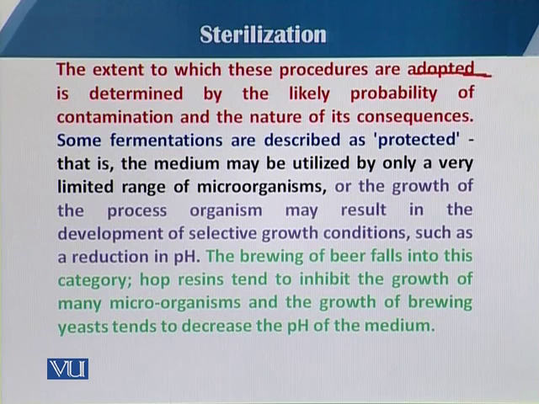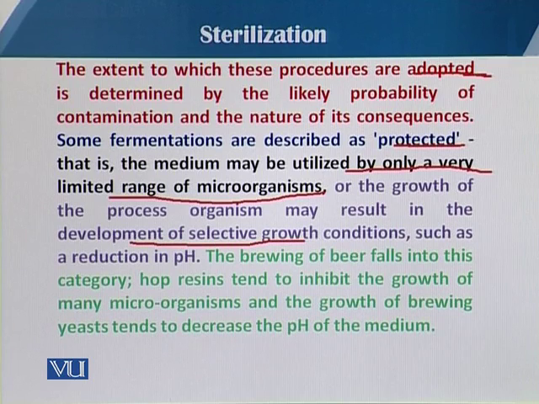In the first case, most fermentations are termed protected. The media may be utilized only by a limited range of microorganisms, which we call the process organism, as a result of the development of selective growth conditions for our desired organisms in terms of pH, nutrients, and other conditions.